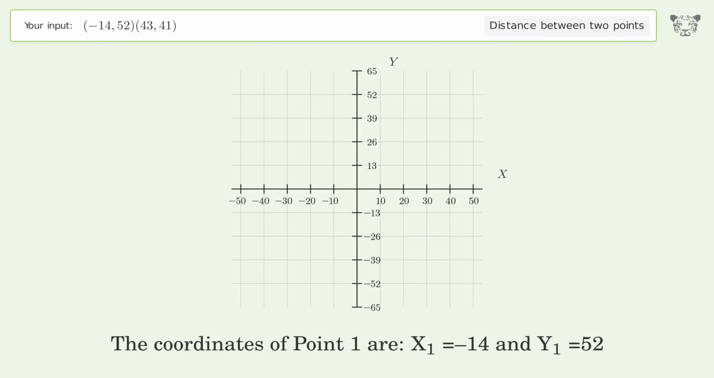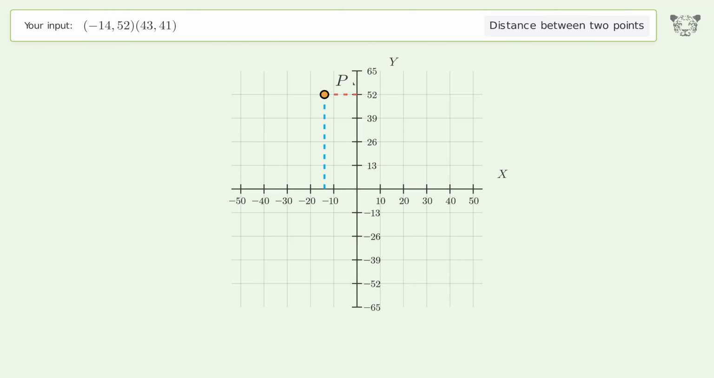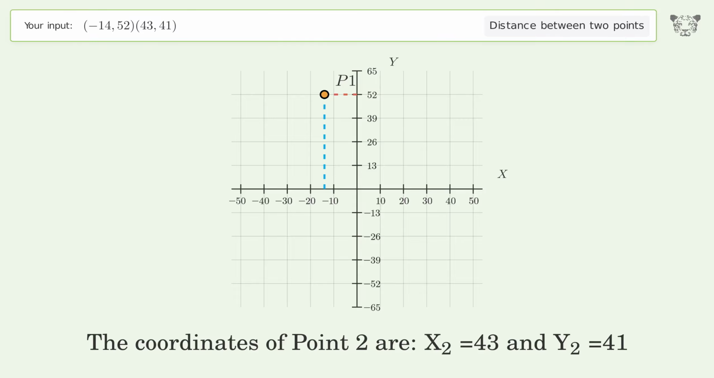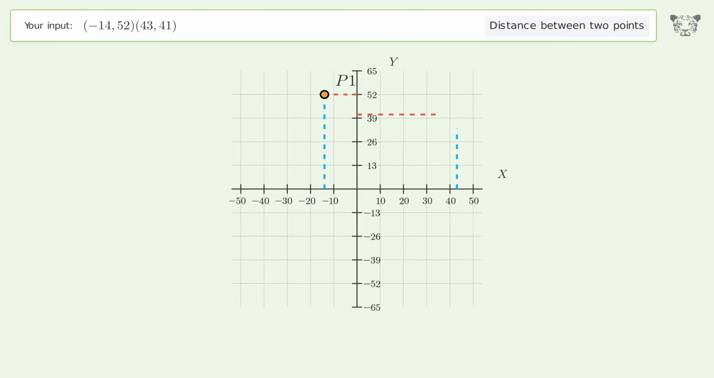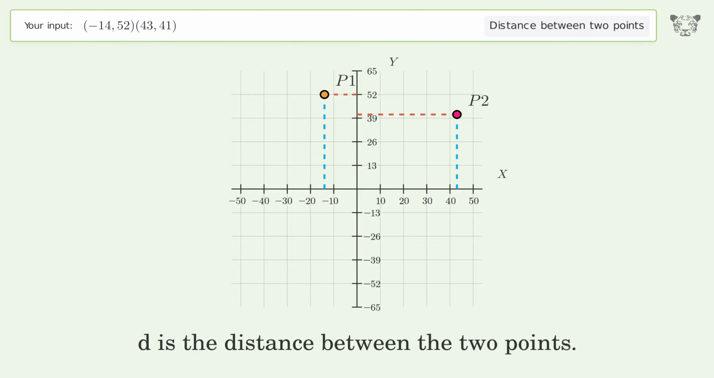The coordinates of point 1 are x1 equals -14 and y1 equals 52. The coordinates of point 2 are x2 equals 43 and y2 equals 41. D is the distance between the 2 points.